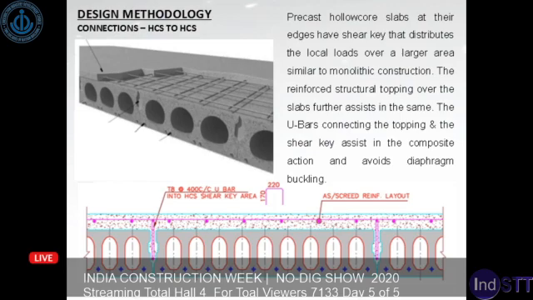Precast hollow core slabs at the edges have shear keys that distribute the local loads over a larger area, similar to monolithic construction. The reinforced structural topping over the slabs further assists in the same. The U-bars connecting the topping and shear key assist in composite action and avoid diaphragm buckling. So it's important to have a shear key, and the hollow core shape comes along with it. And if you have a U-bar within the shear key with the topping, that bonds the topping and increases the bonding between the topping and the hollow core, which assists in composite action.